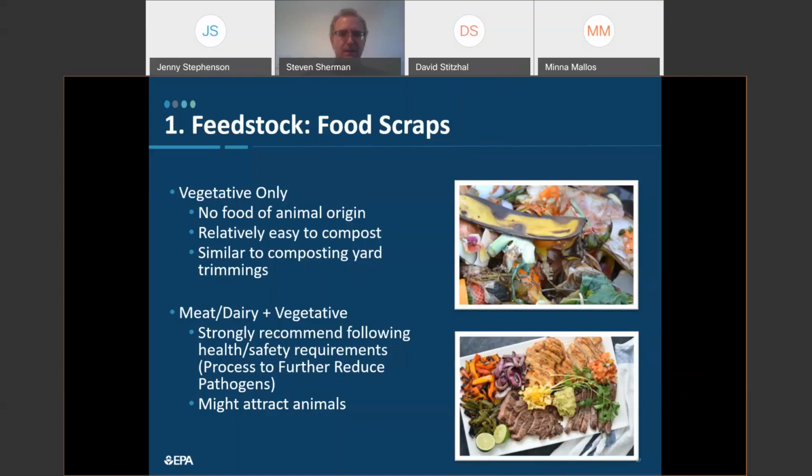So if you're thinking about, say you already have some type of program with landscape trimmings, the next step might be to consider adding in vegetative food scraps and get comfortable with that, and then expand it if the setting is conducive to it, if you have the right setup, to adding in meat products as well. Okay, next slide.